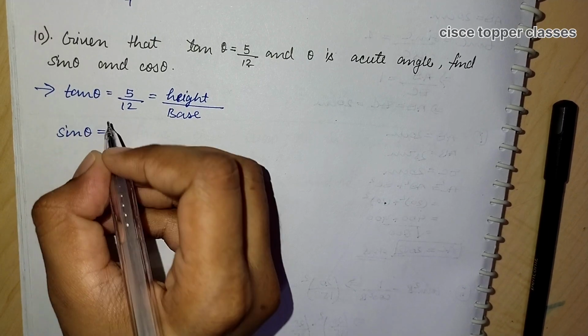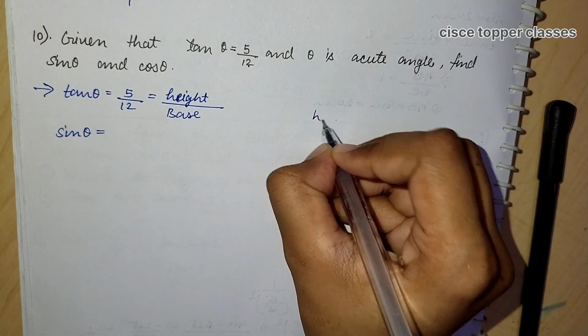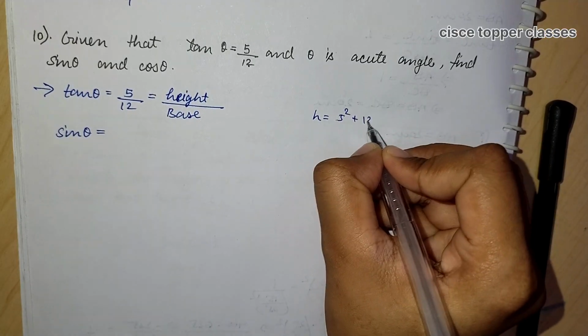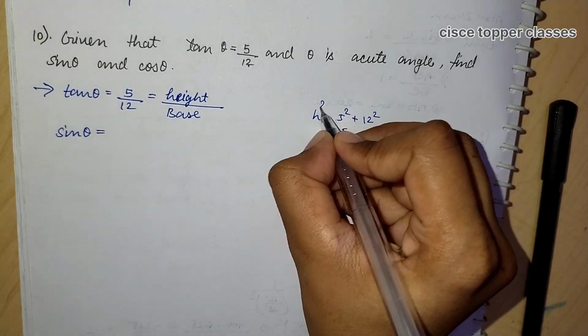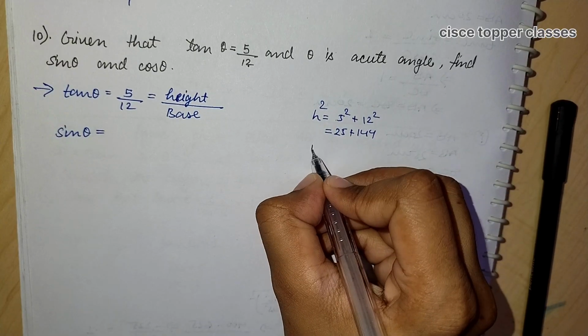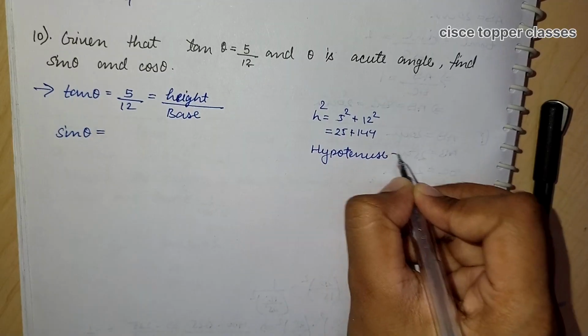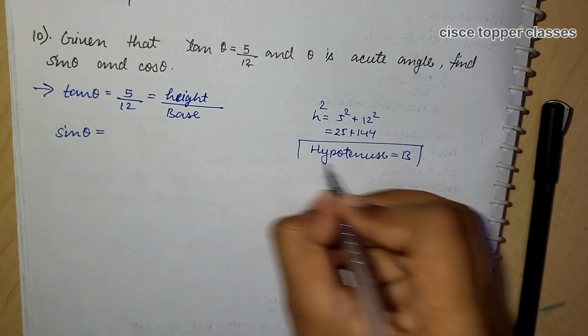So here, sine theta we can write it as, firstly by Pythagoras theorem we can find the hypotenuse as 5 square plus 12 square, means 25 plus 144. So if we take the square root, the hypotenuse we can write as 13. So this will be 13.